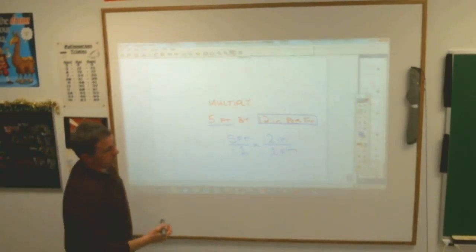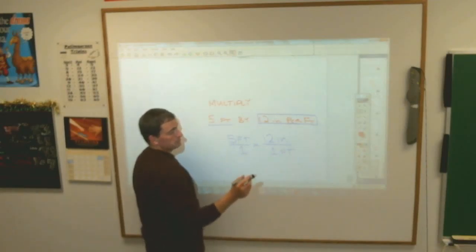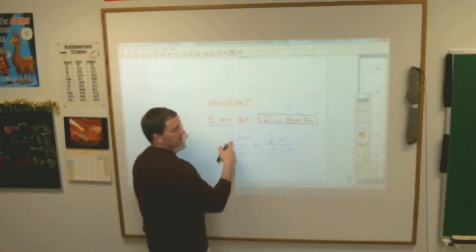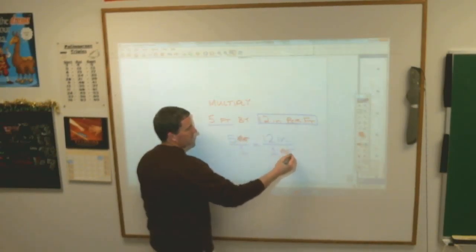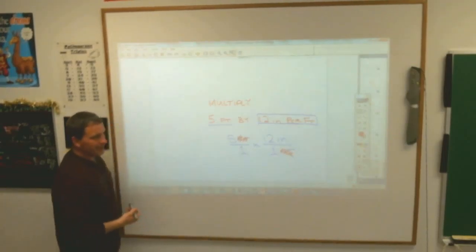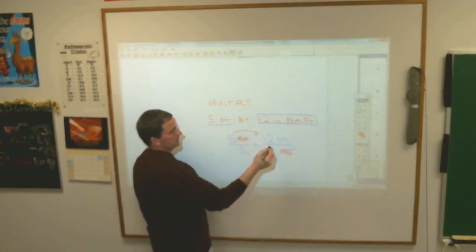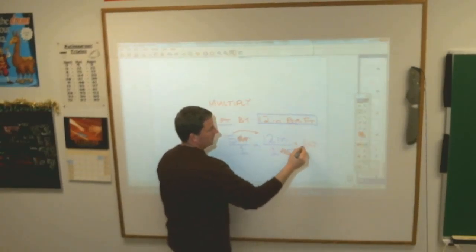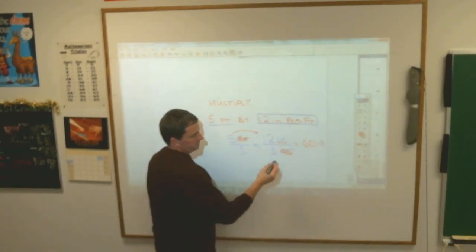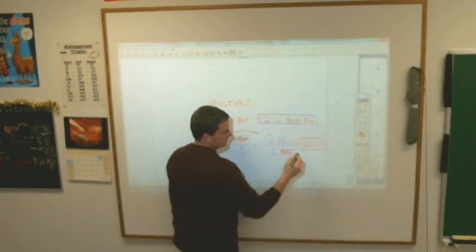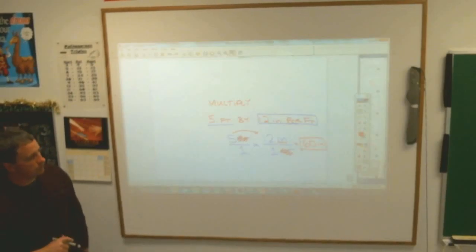So what's gonna happen, Alex? You're gonna cross cancel the feet and the feet. Just crossing the labels out, not the numbers. The 5 and the 1 are gonna stay. Feet on top and feet on bottom go away because they're identical, top and bottom. Then you can actually do your multiplication. 5 times 12 is 60. What label is left? Inches. And you could do over 1, but it doesn't really matter because anything over 1 is itself. 5 feet times 12 inches over 1.